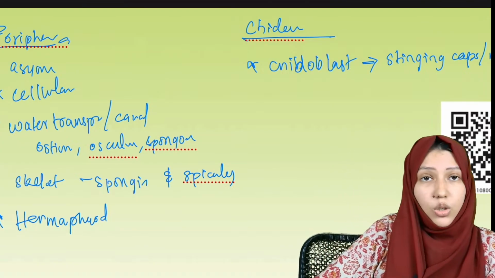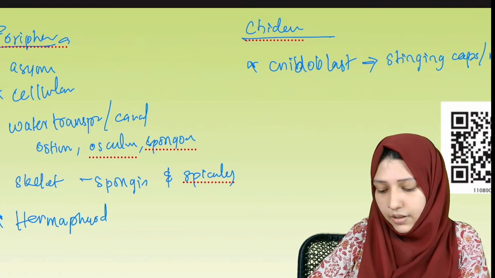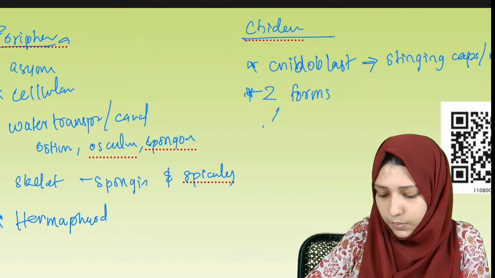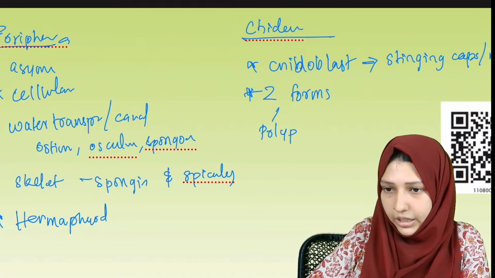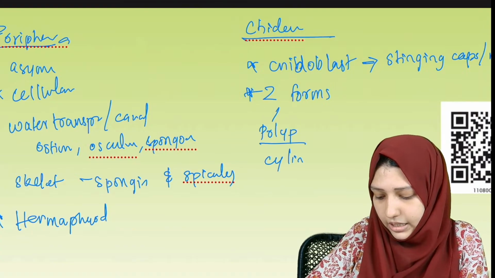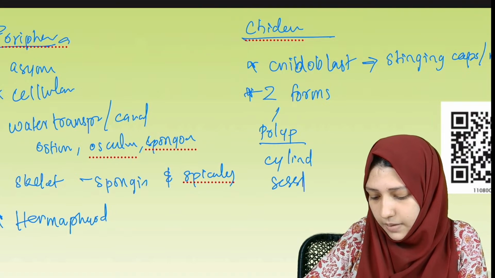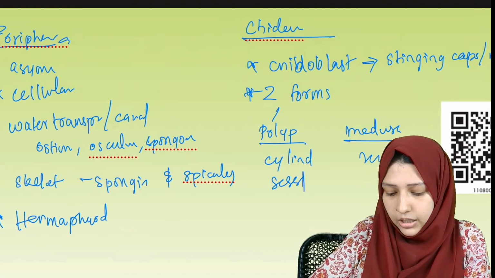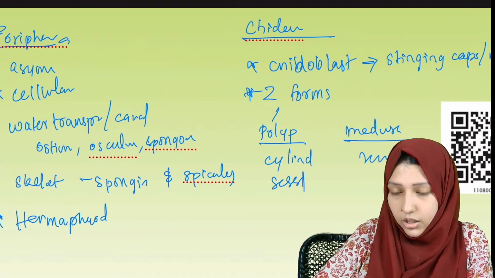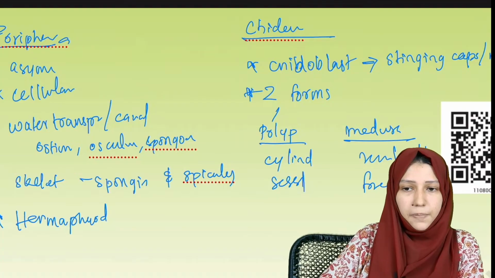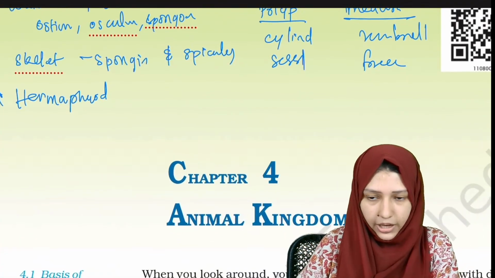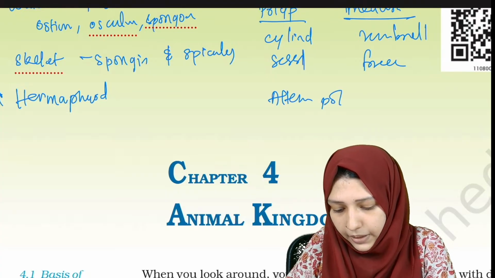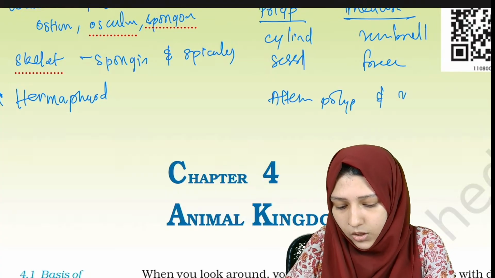Okay, nematocyte. And what was the speciality? They were having two forms. Two forms are there. One is polyp. Polyp is cylindrical and sessile. Okay. Then it is medusa. Medusa is umbrella shaped and free living. Okay. And there are examples that you have to note, and there is a special alternation between polyp and medusa.